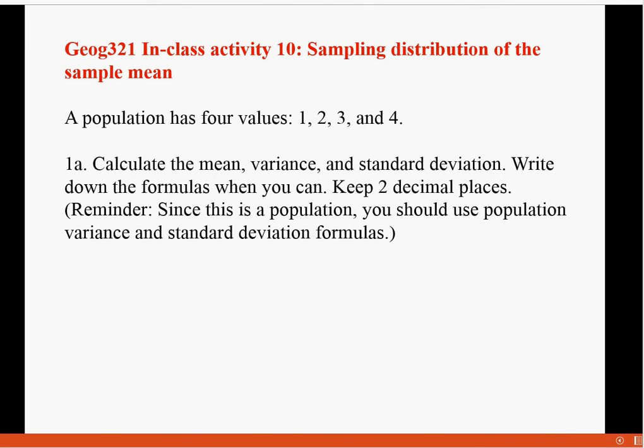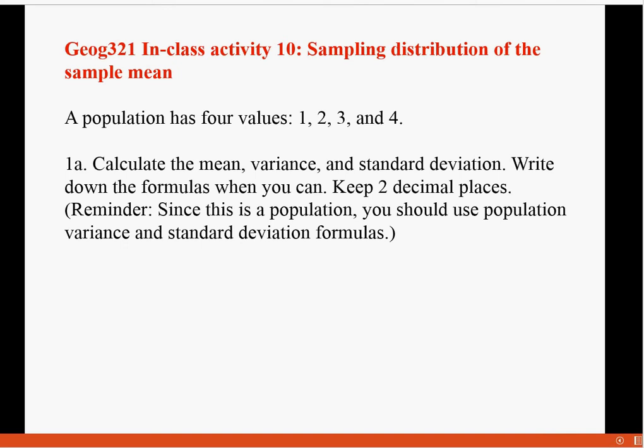Hello, in this in-class activity, we're going to do some simple calculations. At the end of the calculations, we're going to summarize important conclusions. Now, we have a population which has only 4 elements, 1, 2, 3, 4. This is a very small population.